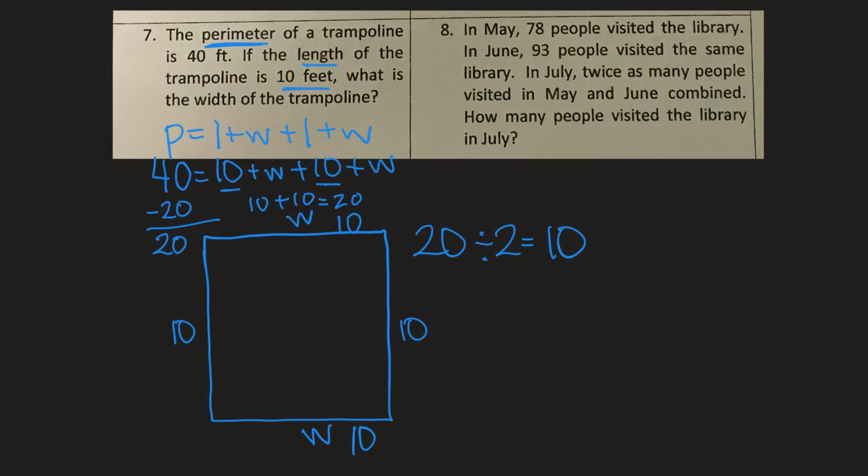Now, I know I can check because if I add all 4 sides together, I should get 40. So let's do that and see what we get. 10 plus 10 plus 10 plus 10 equals 10, 20, 30, 40. 40 feet.